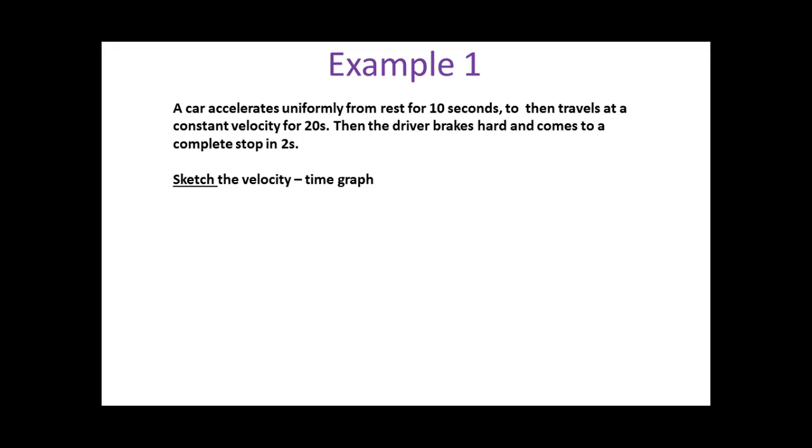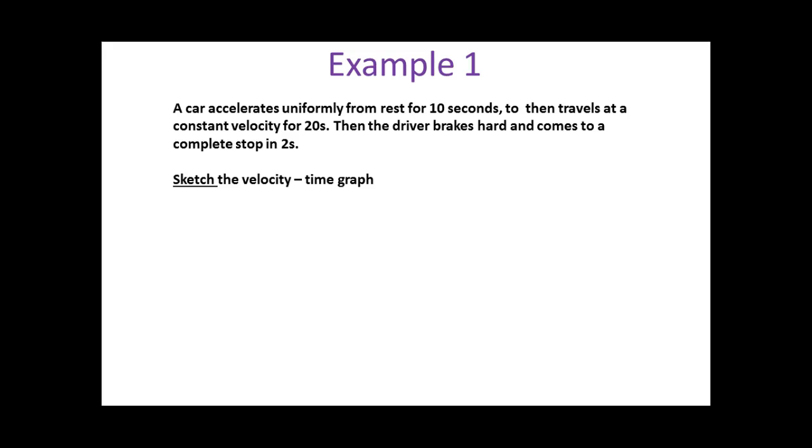So now let's have a look at a real example of a velocity time graph. A car accelerates uniformly from rest for 10 seconds. So that tells us right away that it's going to be starting from 0 and the line is not going to be curved, it's going to be a straight line. Then it travels at a constant velocity for 20 seconds. Then the driver brakes hard and comes to a complete stop in 2 seconds.